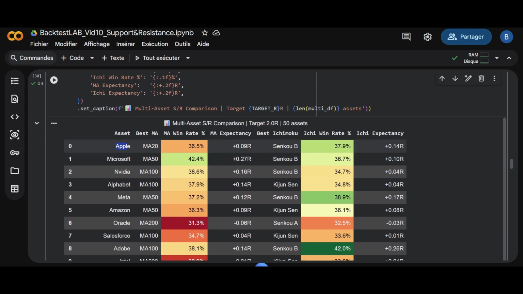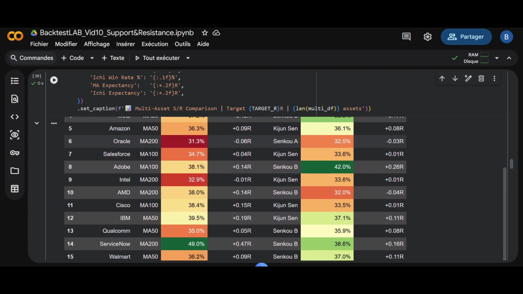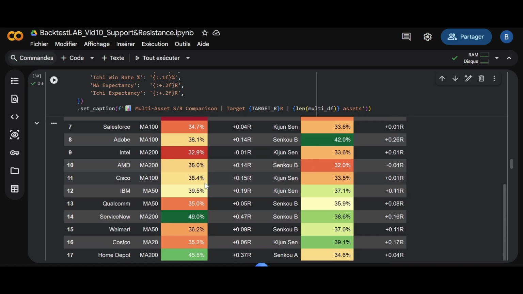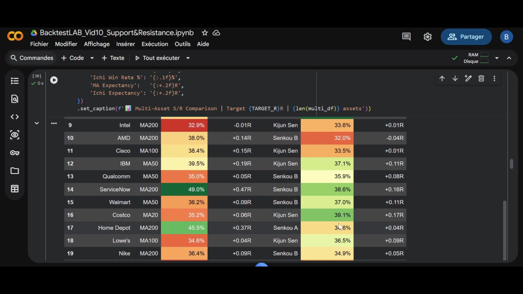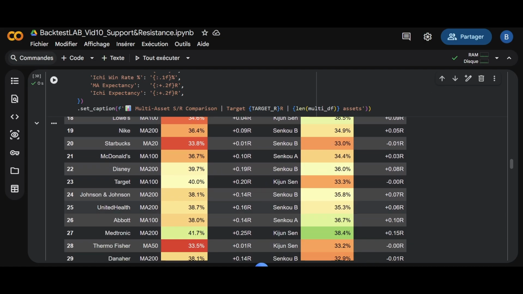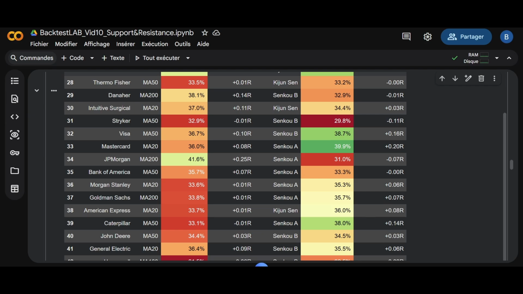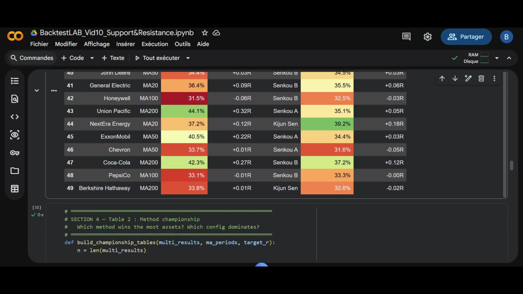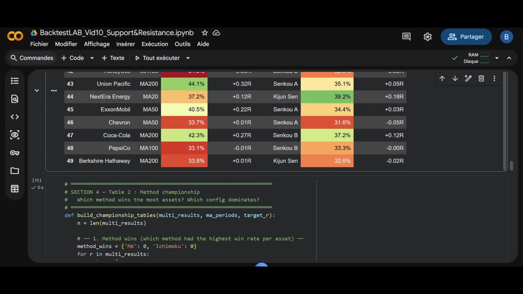You can see, for example, for Apple, the best moving average was on the 20 days and it gave you around 36% win rate. For the Ichimoku, the best level was Senkou Span B and it gave around 38%. And you can have this for all the assets, and you can notice that almost all of them are around 30%. Some of them, as you can see, are close to 50. And if you check, we don't have a good result. So using these two strategies is not good enough.